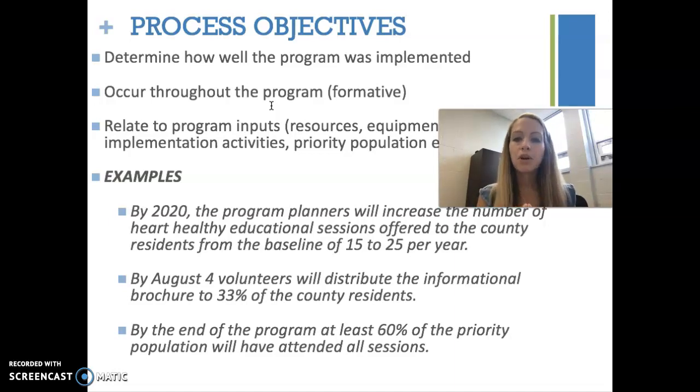By the end of the program, at least 60% of the priority population will have attended all sessions. Okay, so again, this is process objectives. We can look at attendance from the participants. These are all the things that are happening throughout our program to see if the program was implemented and how well it's going, right?